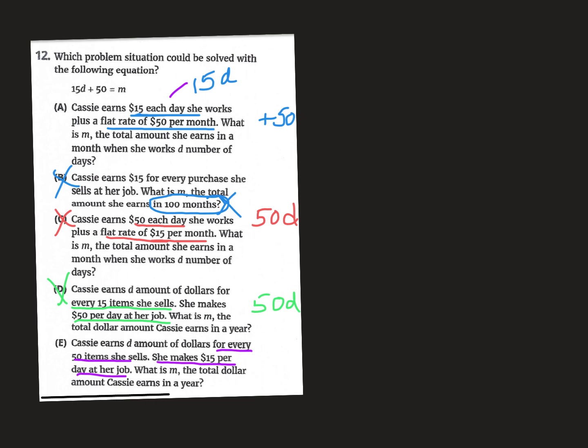And then for letter E, Cassie earns D amount of dollars for every 50 items she sells. She makes $15 per day at her job. That sounds right. But the problem is there is no flat rate, so it cannot be E because somewhere in the wording has to be a plus 50 as a flat rate, and there is not one for letter E. So the answer is letter A.